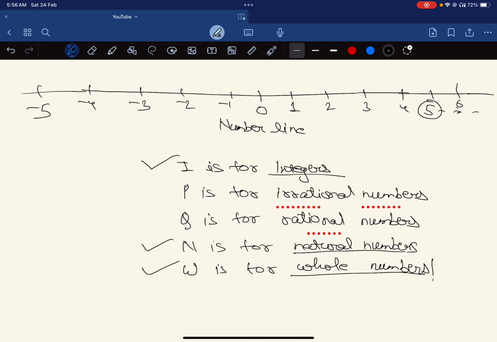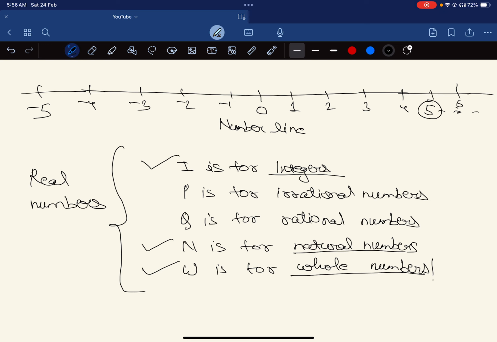But irrational numbers, rational numbers, integers, natural numbers, whole numbers together make real numbers. All the numbers on this number line are real numbers.